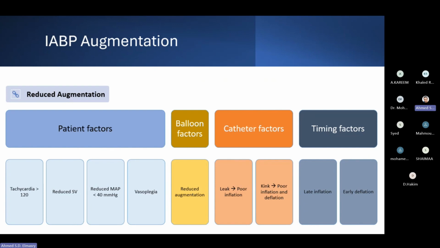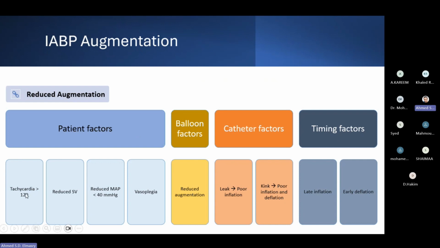Regarding the intra-aortic balloon augmentation, it might be reduced. The reduced augmentation may be related to patient factors, factors related to the balloon configuration, factors related to the catheter, and factors related to the timing. All these factors might affect the performance of the intra-aortic balloon.